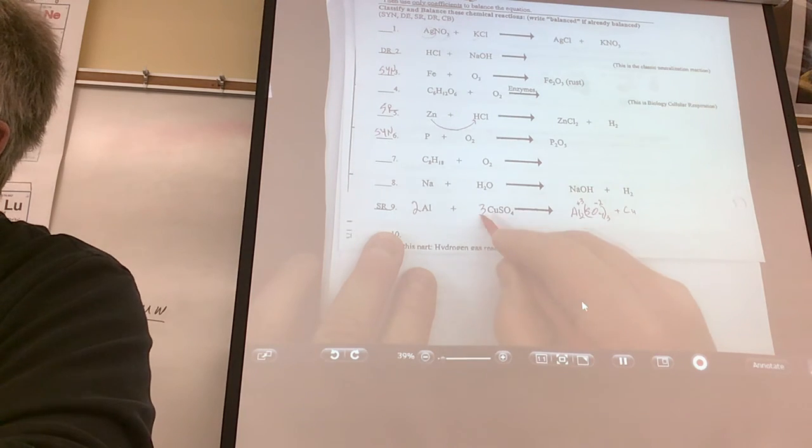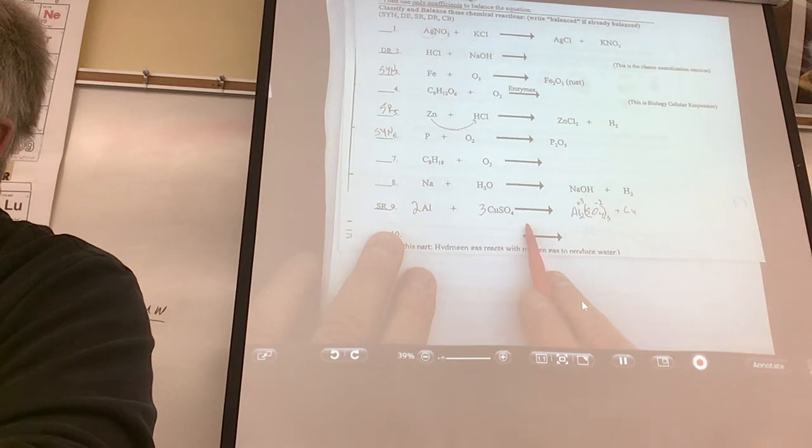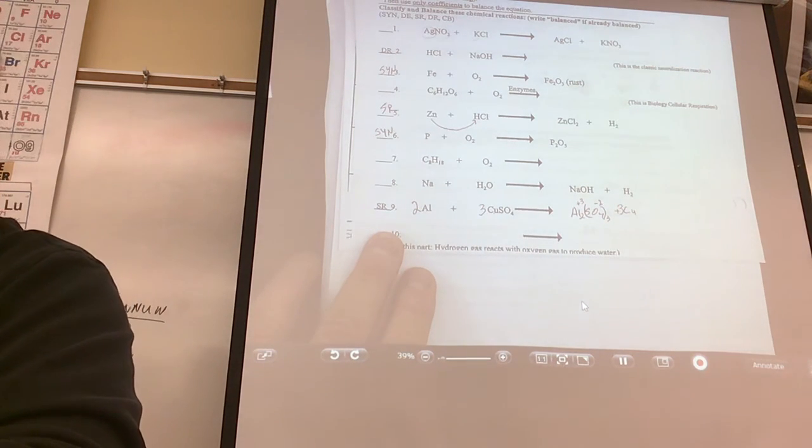But how many coppers does that give you? That thing distributes over everything, doesn't it? How many coppers does that give you? 3. There you go. We're gonna do balancing equations tomorrow.